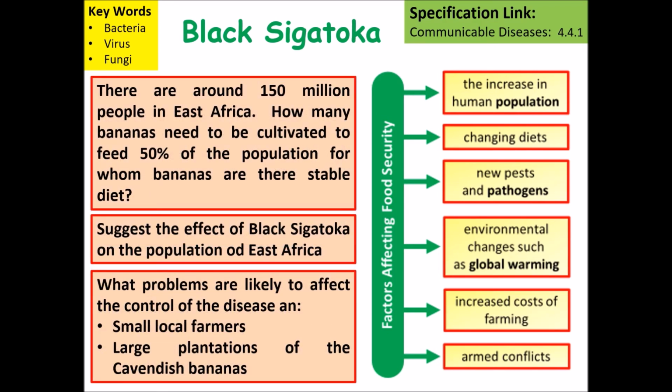So there are three questions here for you to have a think about before looking at the answers. The first one is that there are around 150 million people in East Africa. How many bananas need to be cultivated to feed 50% of the population? The second is to suggest the effect of Black Sigatoka on the population of East Africa. And finally, what problems are likely to affect the control of the disease for local farmers and on large plantations? Pause the video, then have a look at the answers.